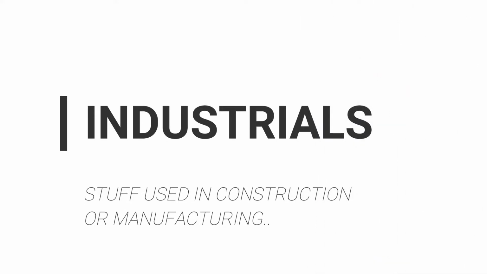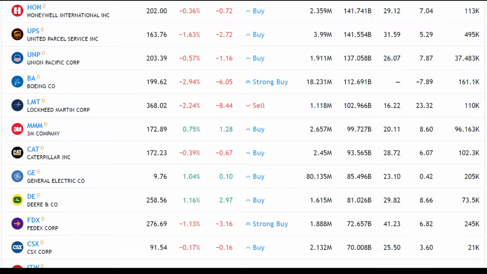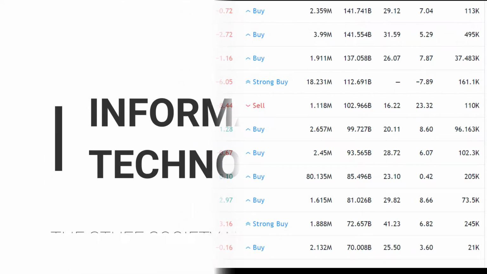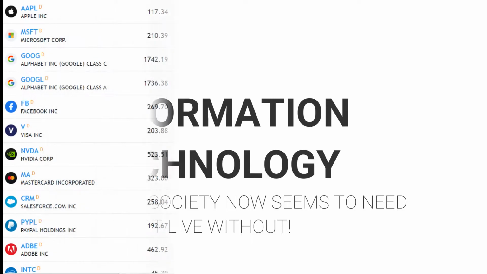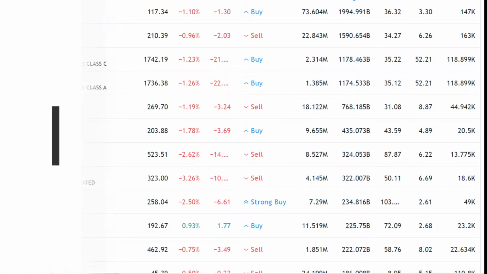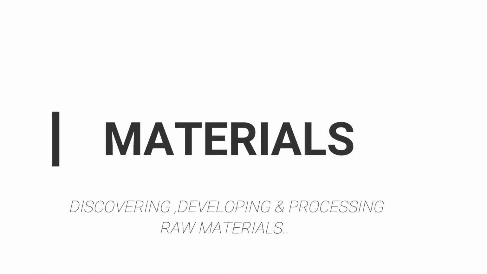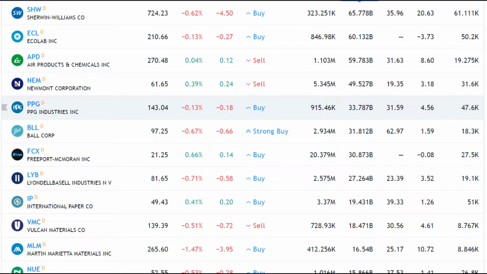Industrials, which is stuff used in construction or manufacturing. We have here Lockheed Martin, 3M, Caterpillar, etc. Information tech, which is stuff we all seem to need now. We have Apple, Microsoft, Google, Facebook, PayPal, and so on. Then we've got materials, which is discovering, developing and processing raw materials. We have PPG here. We also have International Paper and a few others.